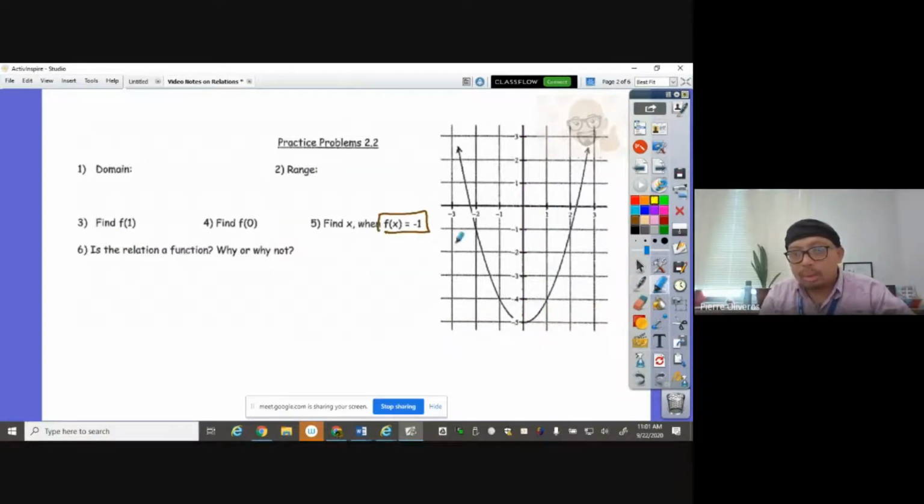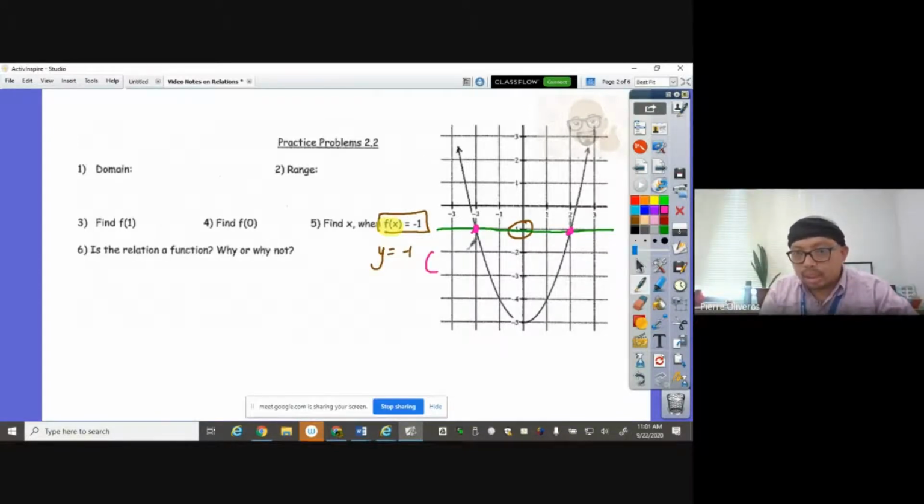What if you're given f of x equal to negative 1? Again, let me repeat to you, guys, the meaning of f of x is equal to y. F of x equals y, so therefore y is negative 1. When y is negative 1, this is the y-axis here, this is the negative 1 here, right? So I'm going to draw a horizontal line this time. Did the green horizontal line intersect the graph? Yes, it did. Over here and there.